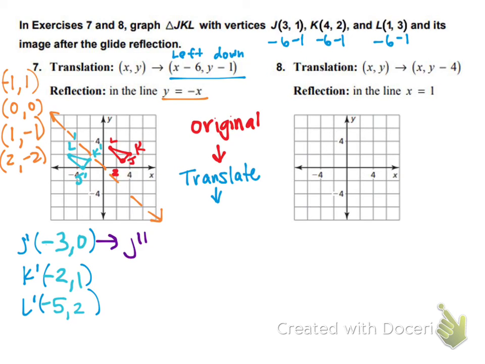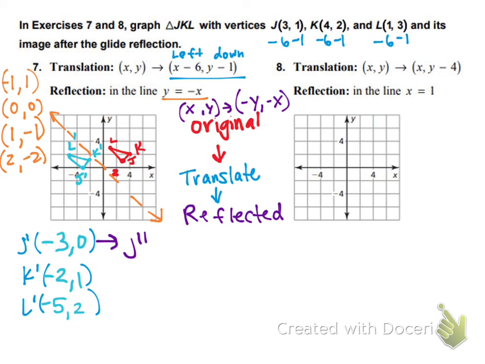All right, so J double prime. What is the rule? What are we going to do to all of our x's and y's when y equals negative x? You flip them and you switch the sign, right? So flip them and switch the sign. So this is where a lot of people went wrong on the practice worksheet. They reflected the original. You're not reflecting the original. You're reflecting the translated. So my blue will be flipped, okay?